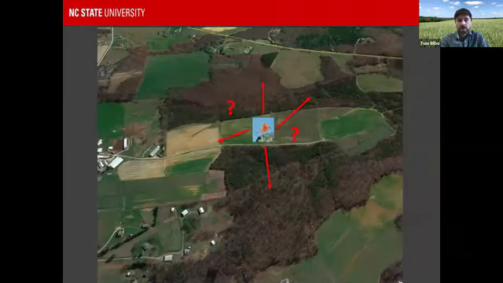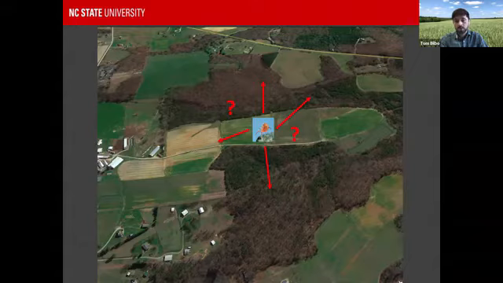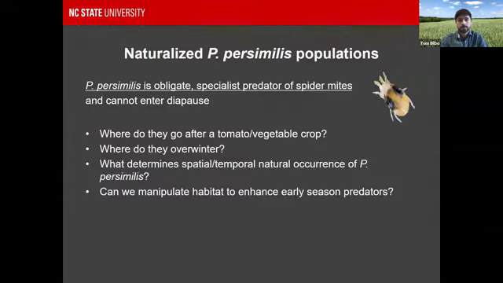So, you can picture them, they're in these fields as the season goes on. And then at some point, it gets in the fall, a frost comes through, all those vegetables are done with. Those Persimilis, they need spider mites, they disperse, but where do they go? So like Jim had said, these populations are obligate specialist predators. So we only expect them to occur where spider mites are occurring.